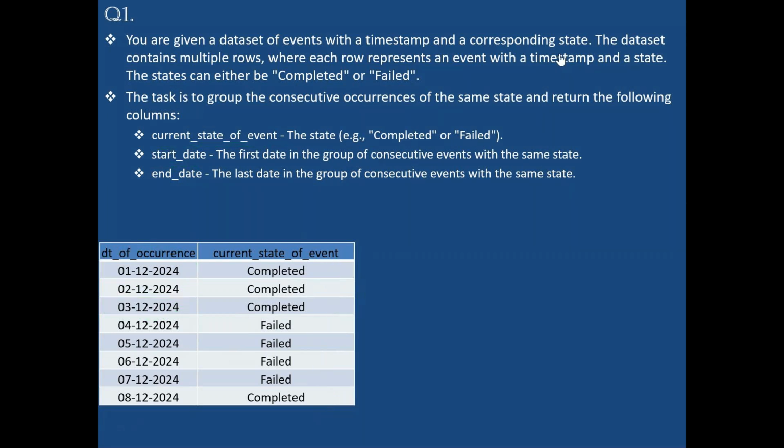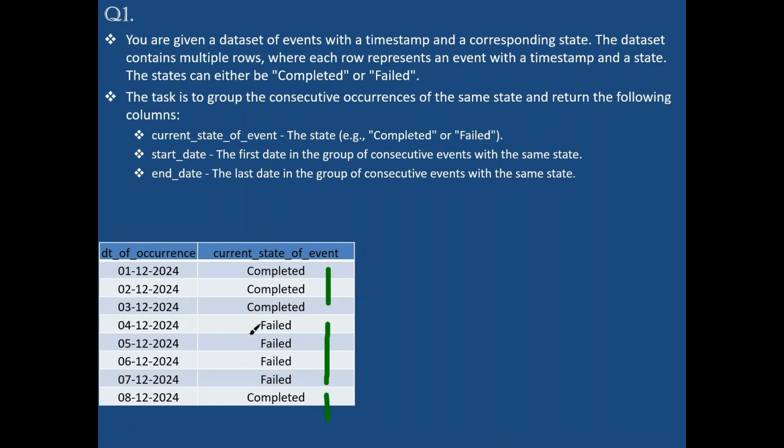Everybody understood? First, you need to understand the task. The task is to group the consecutive occurrences of the same state. This is one group, this is one group, this is one group, because these are consecutive occurrences of the same state.